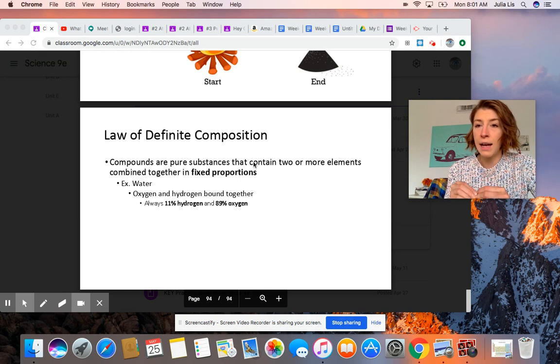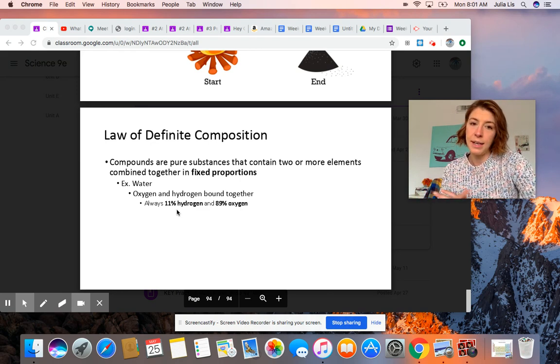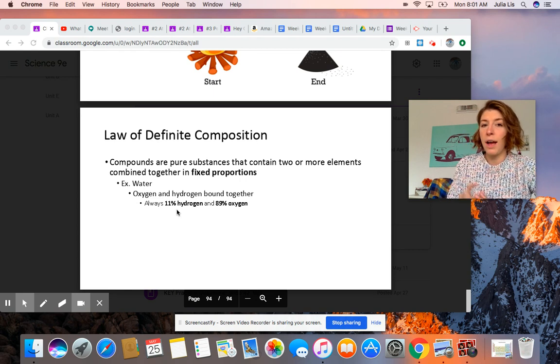If you're looking at a water molecule, it says here, oxygen and hydrogen bound together. It's always going to be 11% hydrogen and 89% oxygen. That ratio, that percentage, will never change. So it's always 11% hydrogen, always 89% oxygen. We call that fixed proportions or a fixed ratio. It just means that if you're looking at water, you know exactly what you're looking at, 11% hydrogen and 89% oxygen, and that never changes.